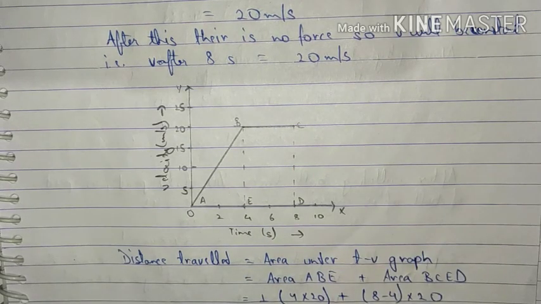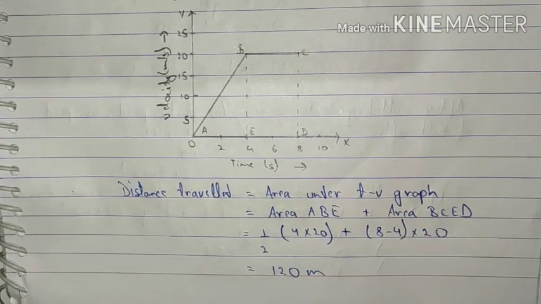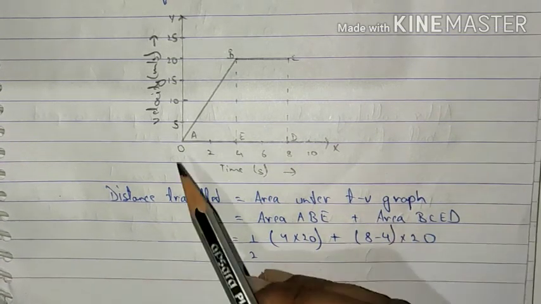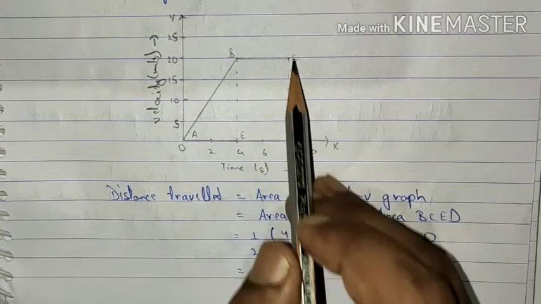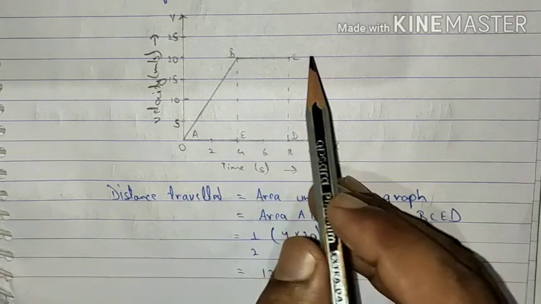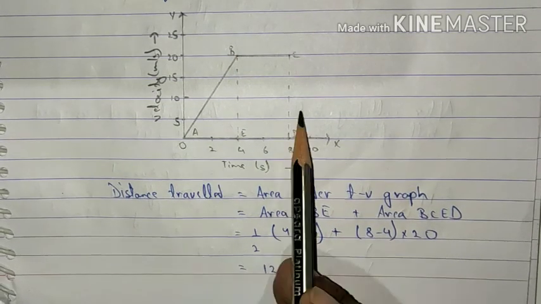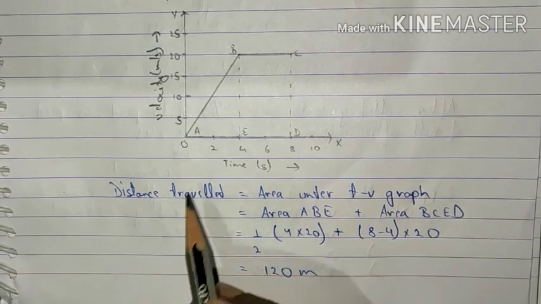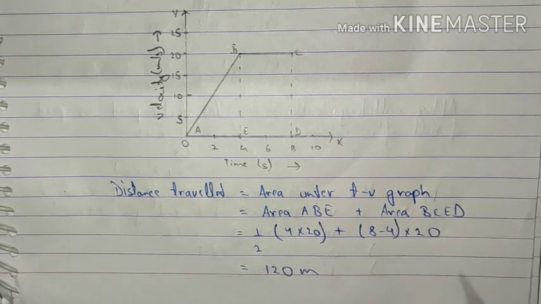for the particular situation. Now, we all know that in order to calculate distance from a velocity time graph, we can find out the area under the graph. So this whole portion can be divided into two shapes, that is a triangle and a rectangle, a triangle ABE and a rectangle BCDE. Summing up the areas of both the portions, we can find out the area of the triangle as half base into height. The base is 4 and the height is 20, so 4 into 20 over here.